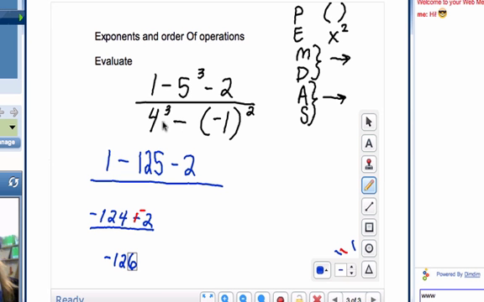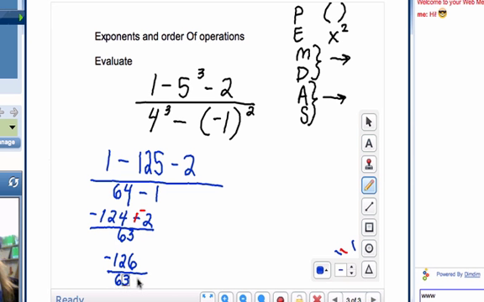So 4 to the third, that's 4 times 4 is 16. 16 times 4 is 64. And then you're going to subtract. And this is a negative 1 squared. So a negative 1 times a negative 1 is a positive 1. So we have 64 minus 1, which simplifies to 63. And so you're left with a negative 126 over 63.